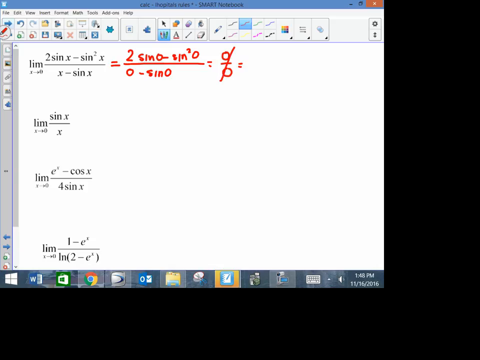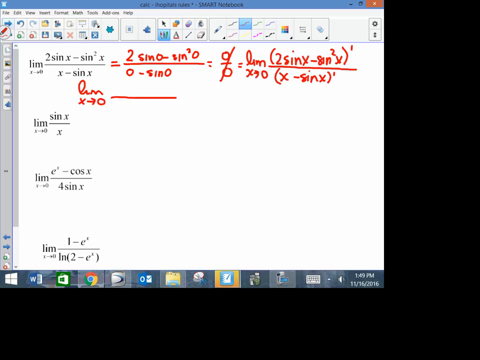Here's how it works. The limit as x approaches 0 of the derivative of 2 sine of x minus sine squared of x, over the derivative of x minus sine of x. Now, once you get used to it, you don't have to spell that out. You can just find the derivative. Don't lose your limit, because that's kind of important.